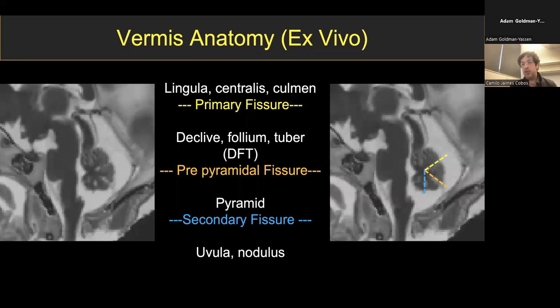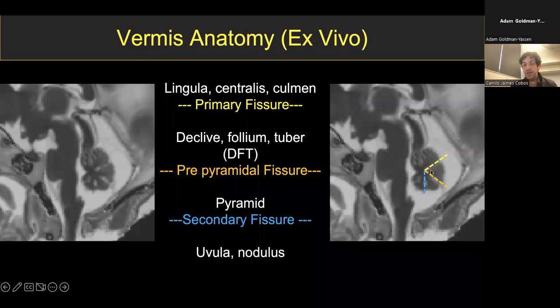Vermis, I think, is the last structure that I'm going to touch on. This is cheating. This is an ex vivo fetal MRI, but it's good for the review of the anatomy. So, first, above the primary fissure, you have the lingula, the centralis, and the culmen. Then you have the DFT, and I don't think we can actually differentiate this. I just tend to call this the DFT, and it has the declive, the folium, and the tuber.